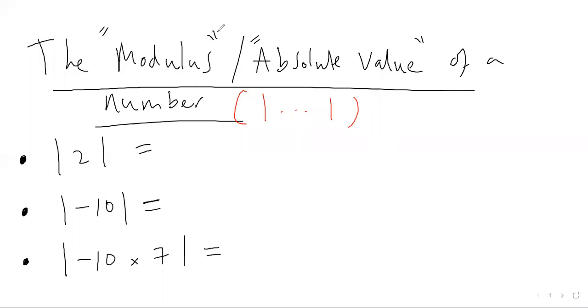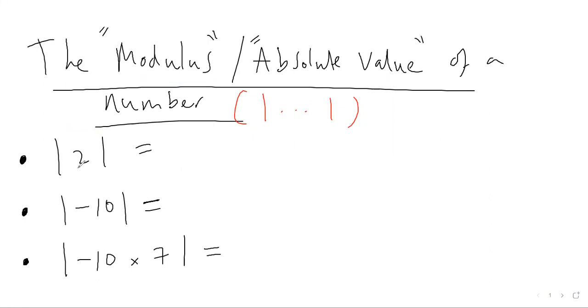Hello, so in today's video, we're going to look at something which you may not have seen before. So the modulus or absolute value of a number. You may have seen these straight vertical lines with numbers or algebra in the middle between them. So this is the modulus or the absolute value of a number. For example, here, we would read this as the modulus of 2 or the absolute value of 2. Some people call it absolute value, some people call it the modulus.